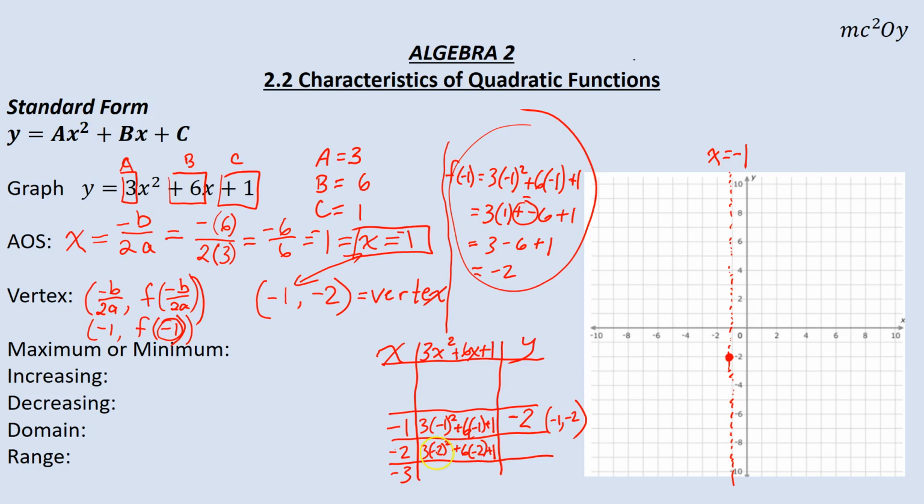Okay, well, -2 squared is 4, times 3 is 12. 12 plus -12 in this case is 0, and 0 plus 1. Excuse me, let me make sure I did that right. I got 4 times 3, which is 12, plus -12, which is 0, plus 1 is 1. Okay, so I got an input of -2, an output of 1. I go over to -2, and I go up to 1, and there is a point.